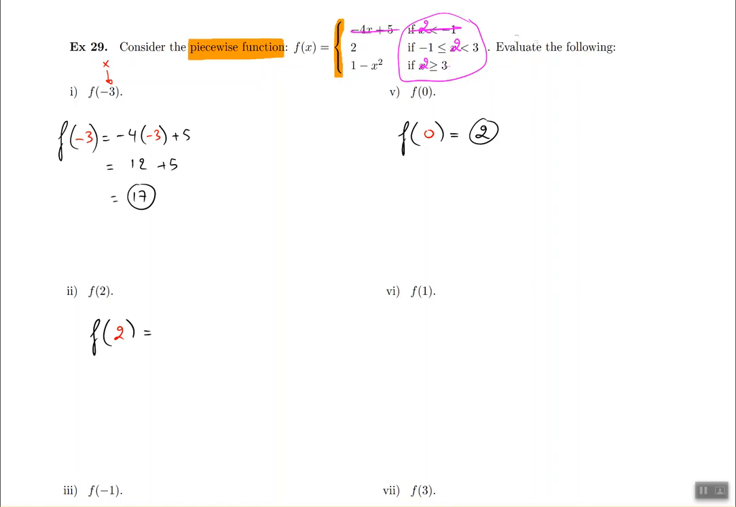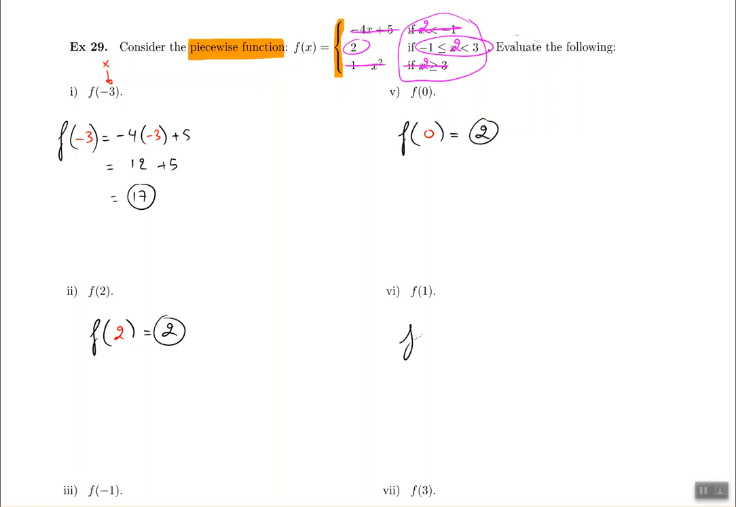Is 2 greater than or equal to 3? No. So don't use the third equation. Is 2 a number between -1 and 3? Yes. So use the second equation. And the second equation says basically 2. And normally I don't write down the x, but I replace x with the number 2 because the 2 was the input. In this case, there are no x's to write down. So that's it. I am finished with the problem.